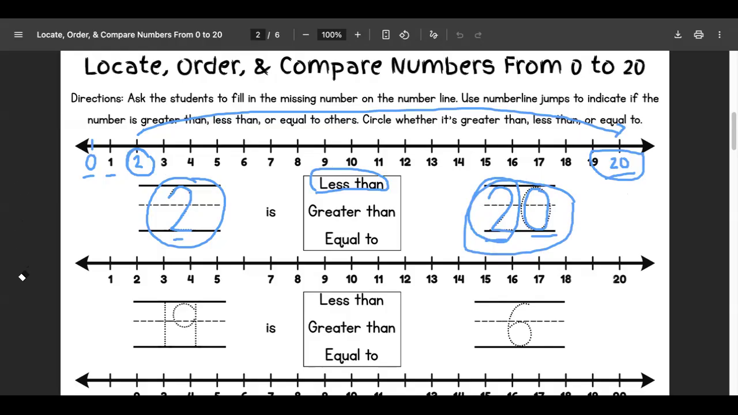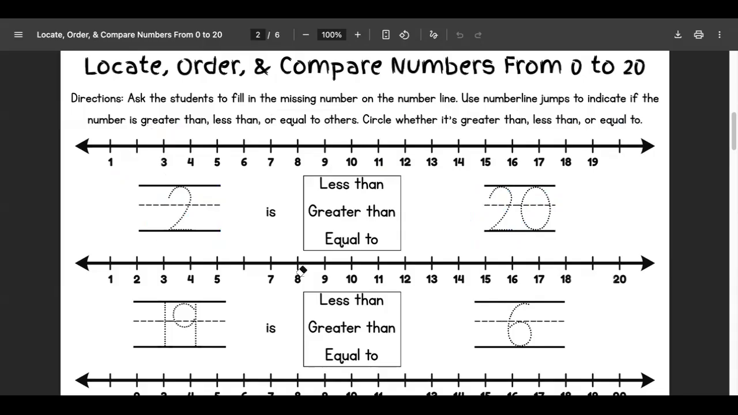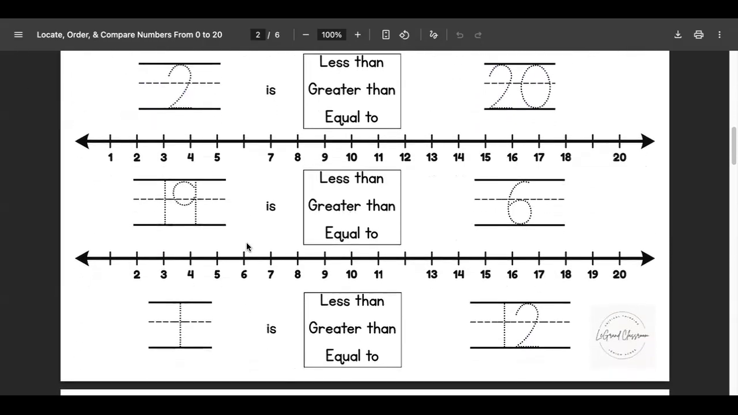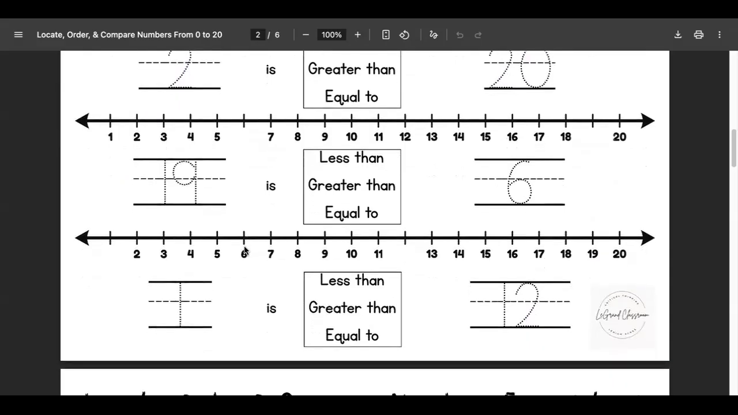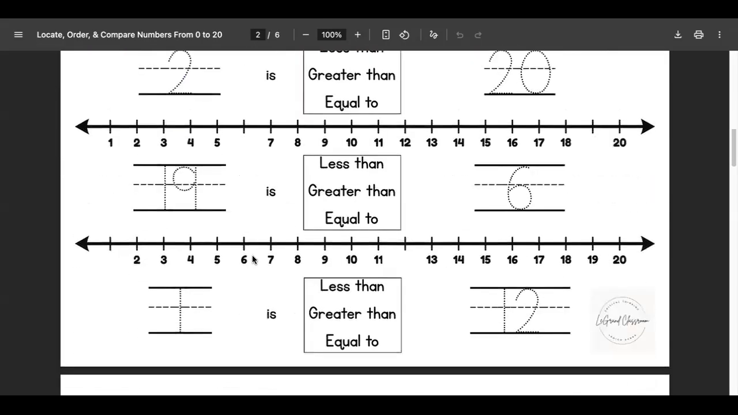All right, so let's go ahead and take a look at our next one. And let's take a look at our next number line here. We're going to locate, order, and compare the numbers. So my next number is 19. Let's go ahead and trace it. We're going to put 19 here. And we're going to trace our 6.